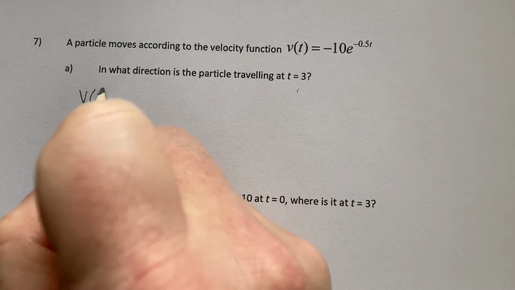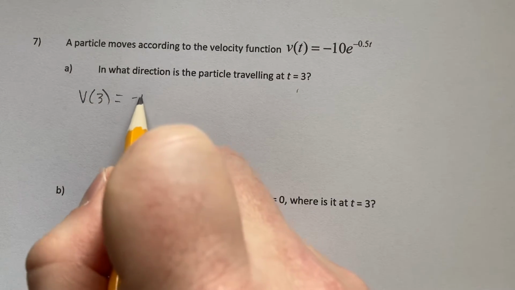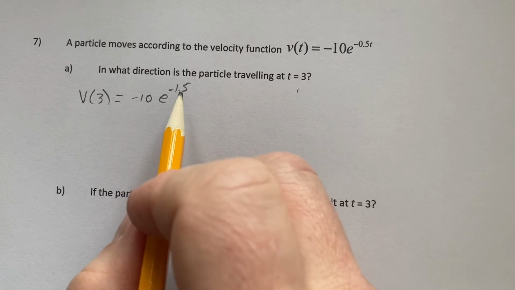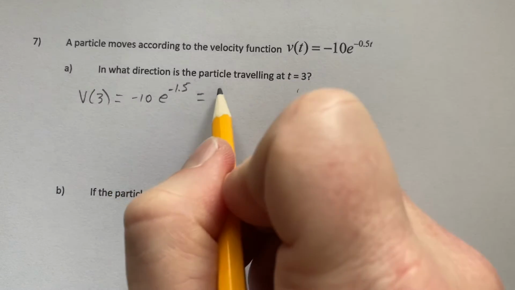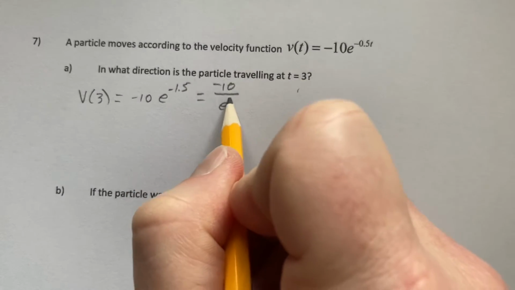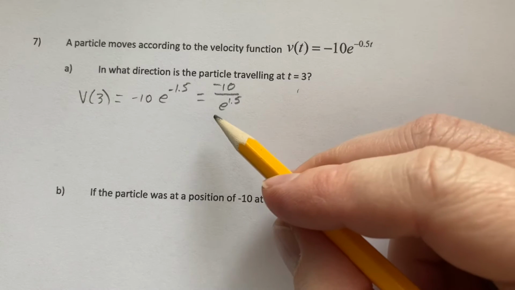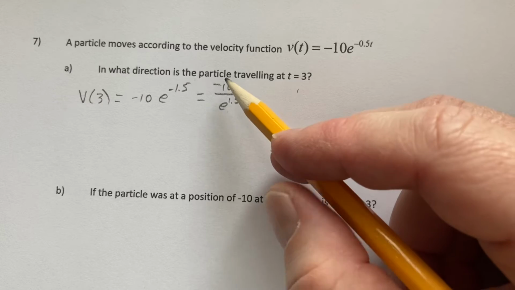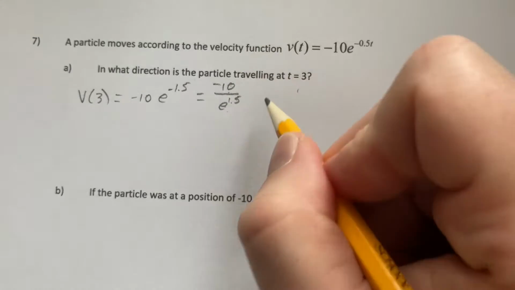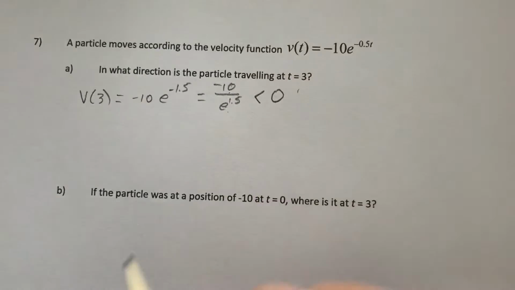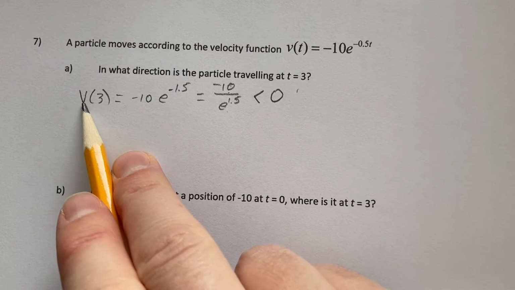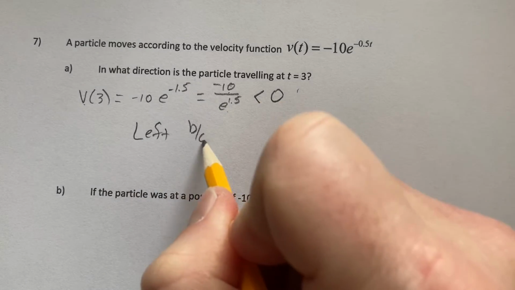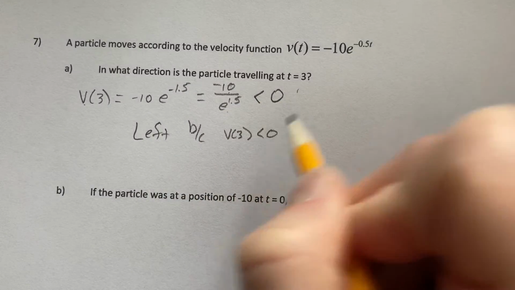If I put 3 in for velocity, I'm going to get negative 10 times e to the negative 1.5. Now you've got to be real careful here. E to the negative 1.5 simply means e to the 1.5 on the bottom, right? And e is a positive number raised to a 1.5 is going to keep it positive. This is a negative divided by positive, so this is going to be negative, less than 0. Because the velocity at 3 seconds is less than 0, this is moving to the left. Left because velocity at 3 is less than 0.